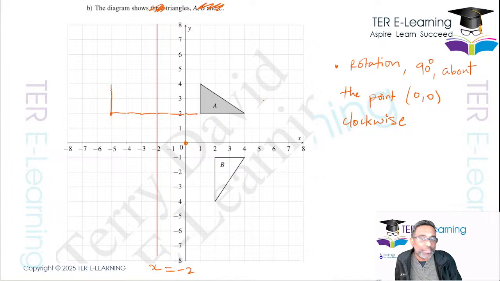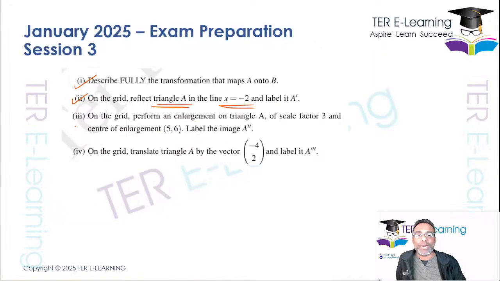And it's how many units? 3 units. So it's going to be like this. So this here represents my triangle A when I reflect it in the line x is equal to minus 2. Now, these are easy questions here if you know what you're doing, right? So that is part 2.